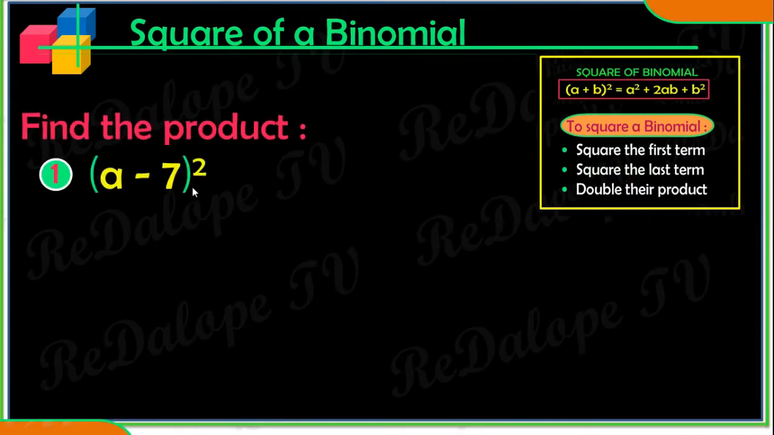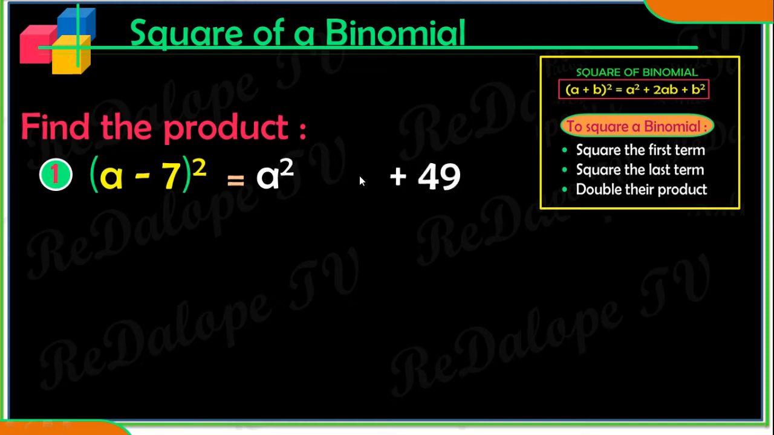The quantity of a minus 7 raised to square. So we will square the first term to get the first term of the answer. So we have a times a, so that is a squared. Then 7 times 7 for the last term, so that is positive 49.